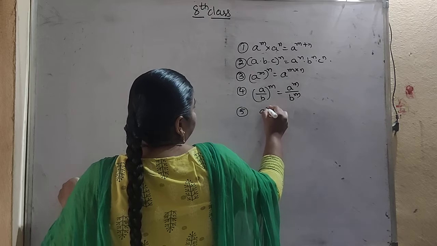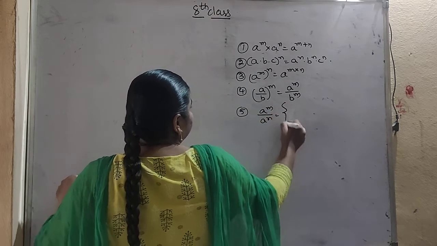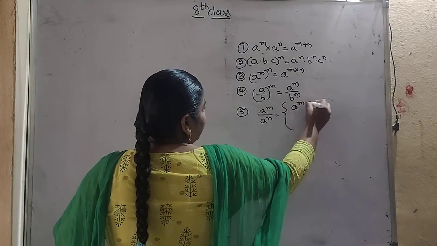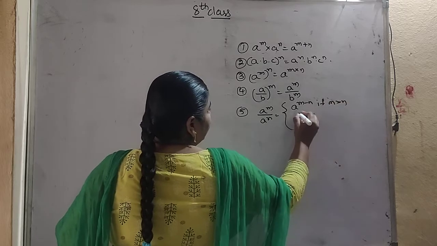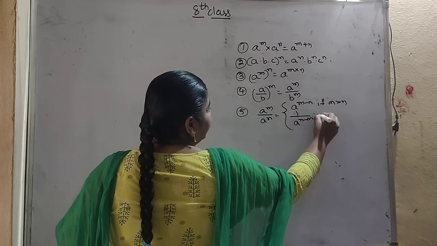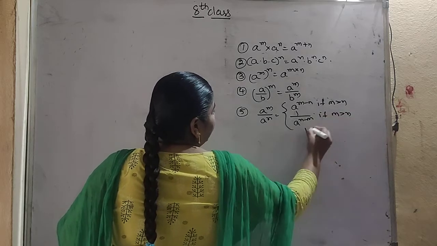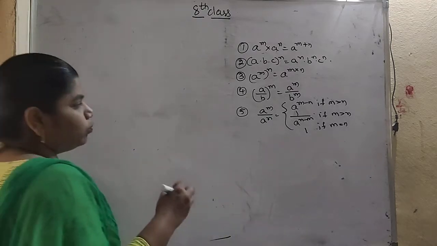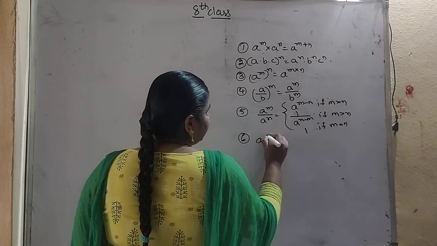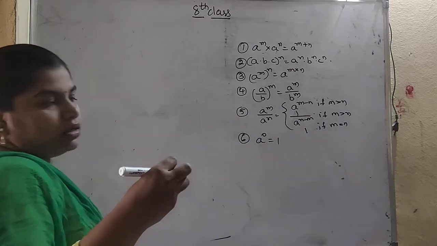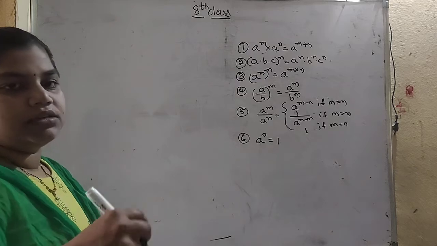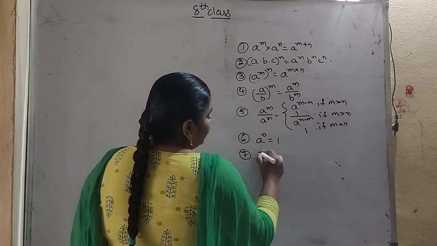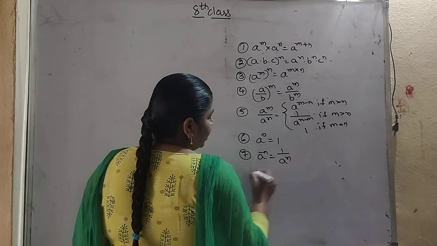Fifth one is a power m by a power n, for which we have three different conditions. That is a power m minus n if m is greater than n, 1 by a power n minus m if m is less than n, and if the m and n values are equal, you will get the result as 1. And sixth one is a power 0 is equal to 1. So any number to the power 0 will be equal to 1. And seventh one, a power minus n can be written as 1 by a power n.